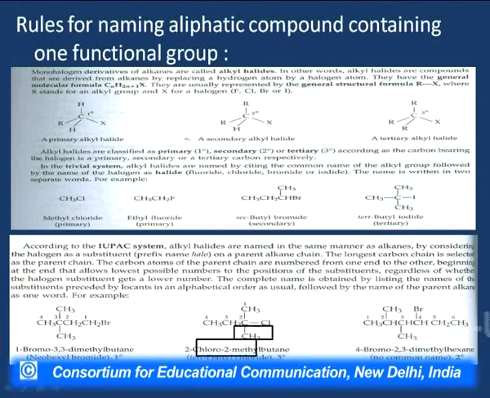Now, if this halogen atom, or for that matter a hydroxyl group, is attached to a primary carbon, then the compound is primary. If it is attached to a secondary carbon, then the compound is secondary. And if it is attached to a tertiary carbon, then it is a tertiary compound.